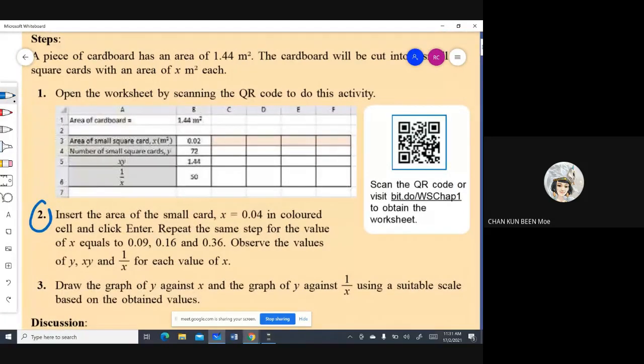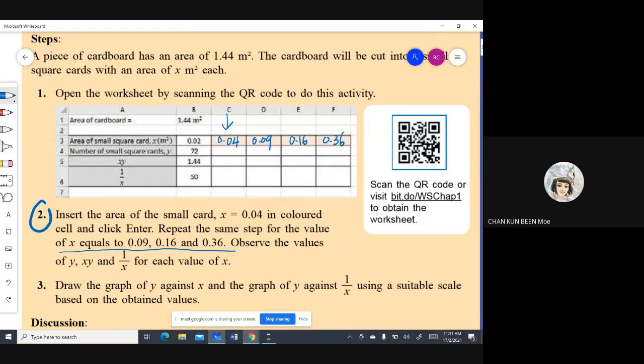Look at the step of number 2. Insert the area of the small cut, x equal to 0.04, in the colored cell and click enter. Then repeat the same step for the value of x equal to 0.09 up to this. This will be 0.09, this is 0.16, this is 0.36.